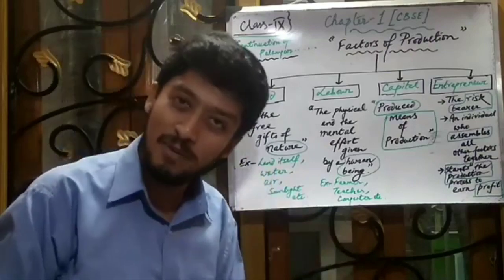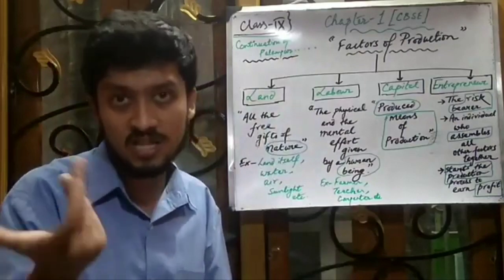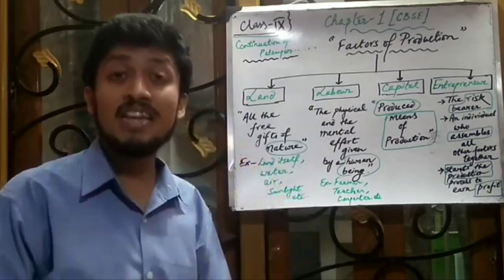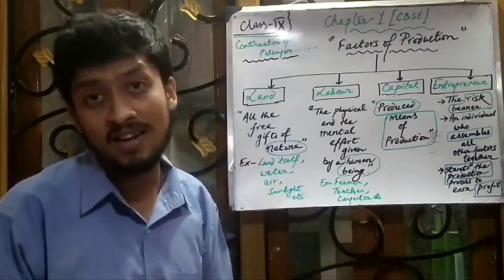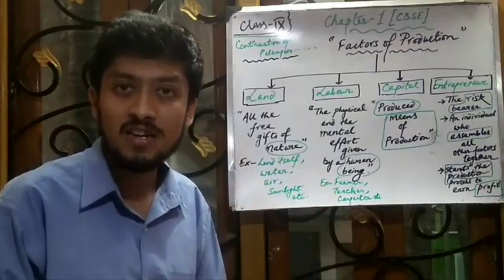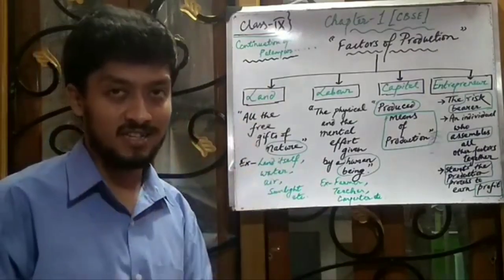Land itself is an example of land. Number 2 is water. Rainwater might also be land. Yes, that is also a free gift of nature. The air, the breeze, the wind that blows, that is also land. The sunlight that helps in the production of food grains, that is also land. So this all comes under the first factor of production, land.